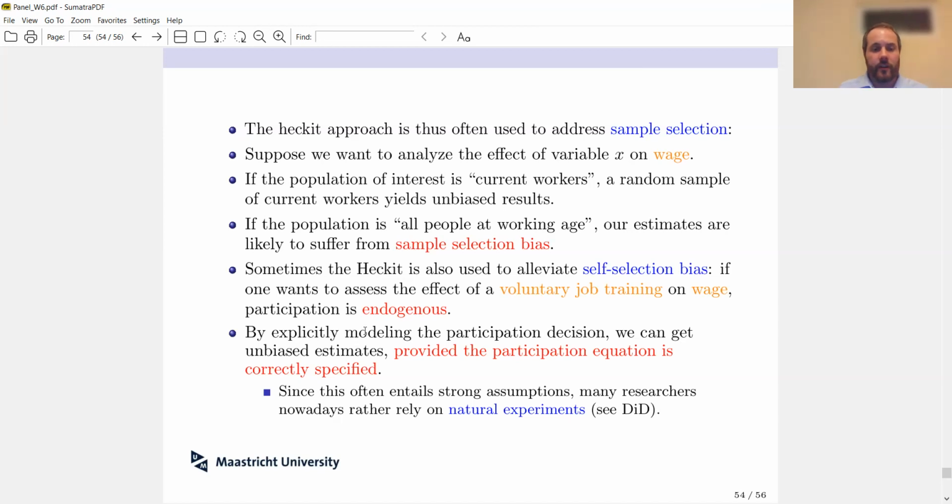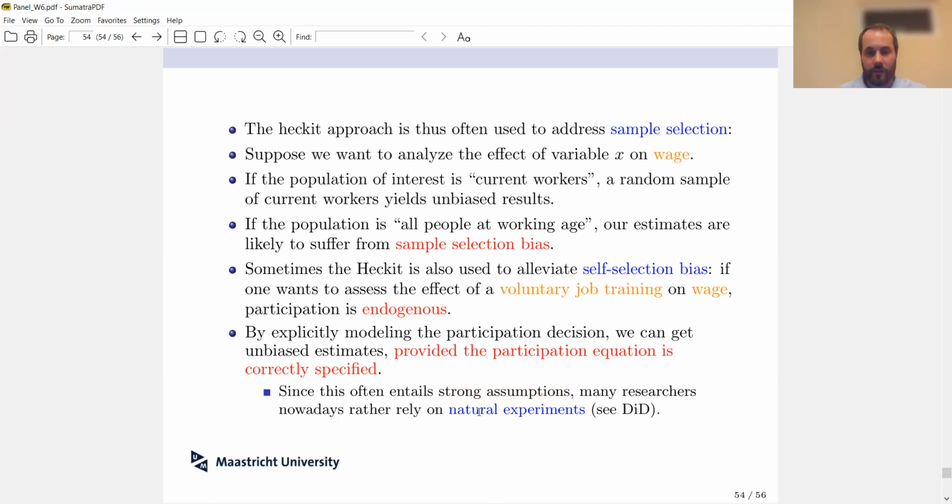However, once you explicitly model the participation, you get unbiased estimates, of course, and this is really important, provided that your model for the participation is correct. If your model for the participation is incorrect, then you will end up with some misspecification bias. Yeah. So oftentimes this, of course, entails strong assumptions.